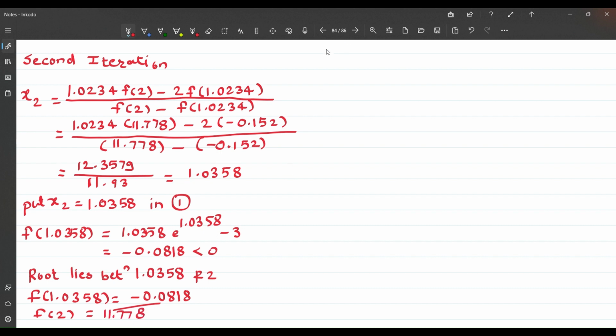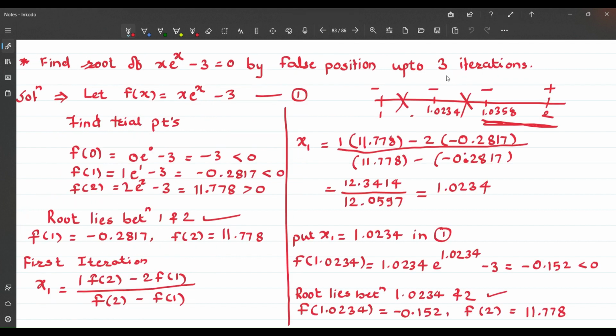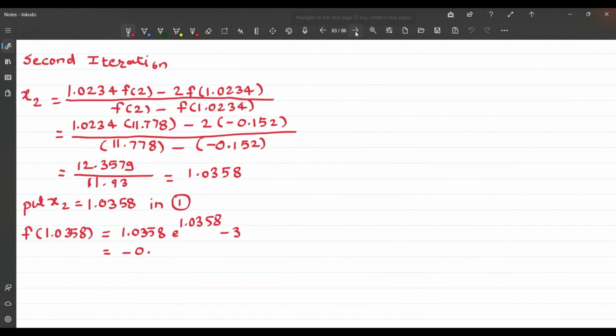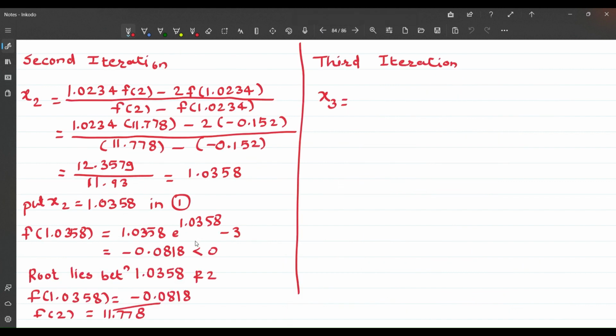Okay, now we'll solve x3, that is the third iteration. Because in the given example you can see up to 3 iterations are asked. So for x3, by using this one, we have to write the formula.